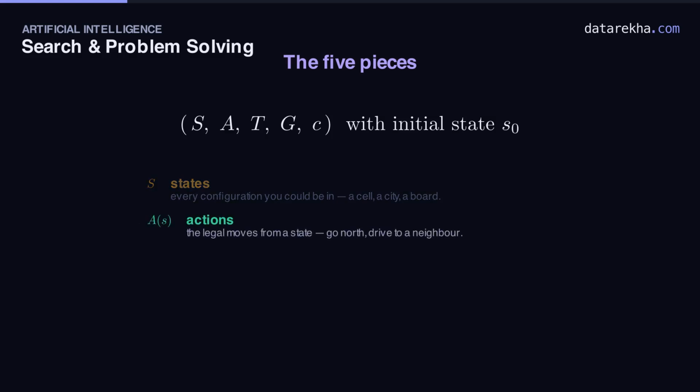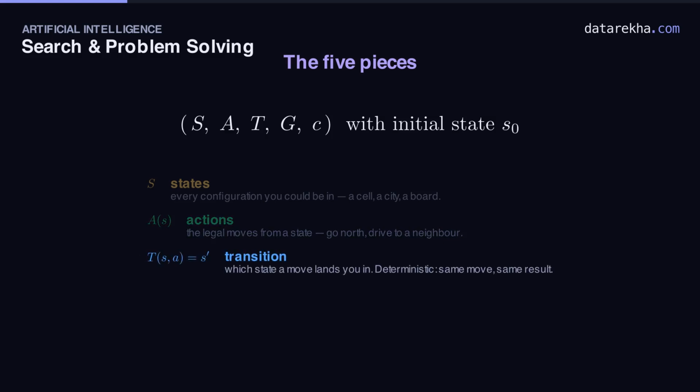Second, the actions. For any state, capital A of S lists the legal moves. Go north, drive to a neighboring city, slide a tile. Third, the transition model. T of S and a tells you exactly which state that move drops you into. In basic search, it's deterministic. The same move from the same state always lands the same place. Fourth, the goal test. G of S is a simple yes or no. Is this state a goal or not?